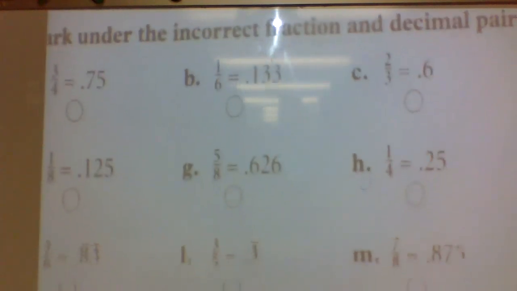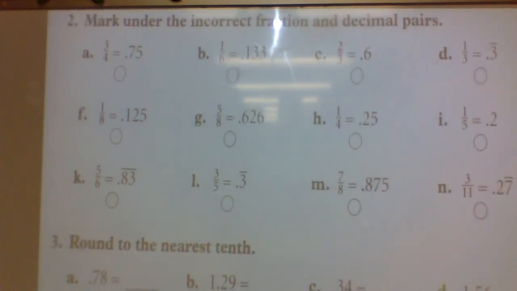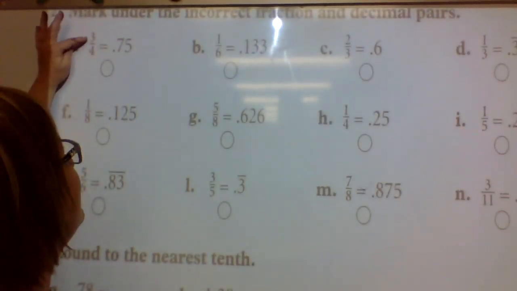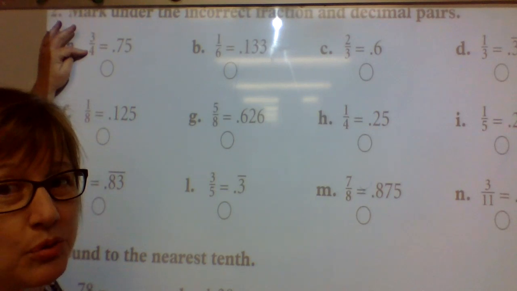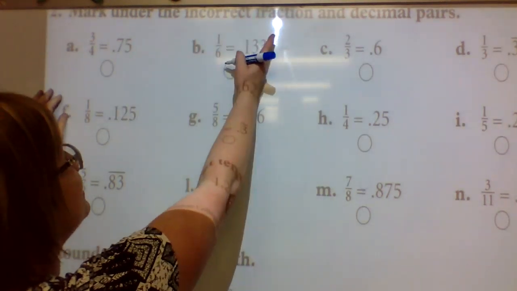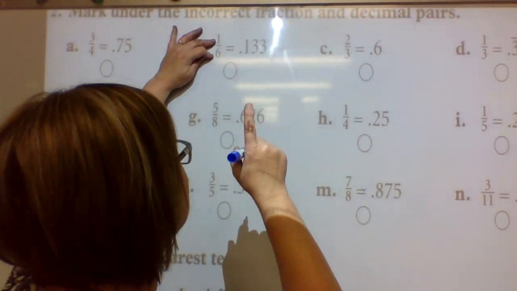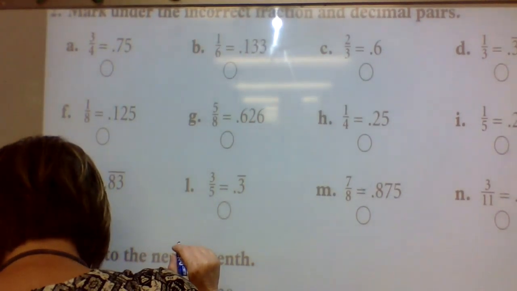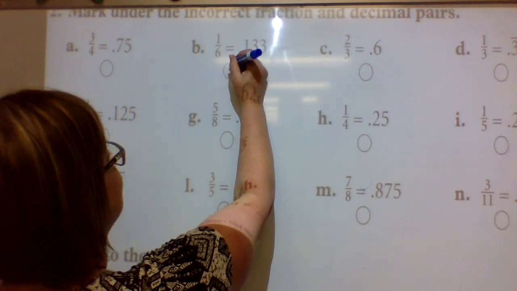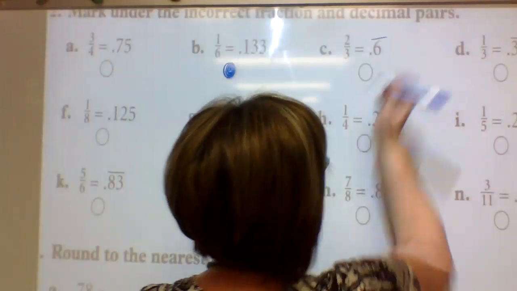Okay, and then it says to mark under the incorrect fraction and decimal pairs. So 3/4, if you memorized it, yes. 4 fourths makes quarters. How many quarters would make 3/4 of a dollar? 75 cents. Mark under the incorrect fraction. Okay, so this one's good. 1/6 up there, it tells you 1/6 equals, is that right? 0.1333? No, 1/6 equals 0.1666. So this one's wrong.